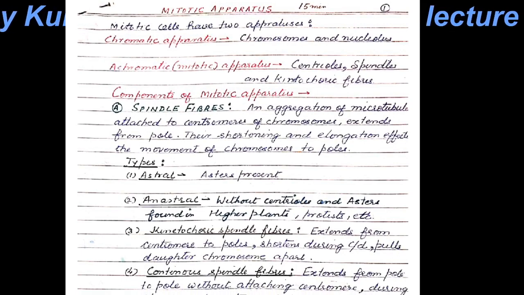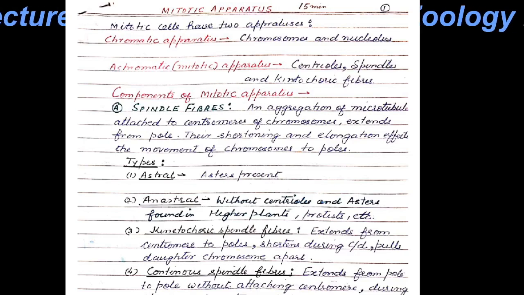Now the spindle fibers, when asters are present around the centrioles, such spindle fibers are called astral, whereas anastral spindle fibers are without centrioles and asters, as seen in higher plants and protists.